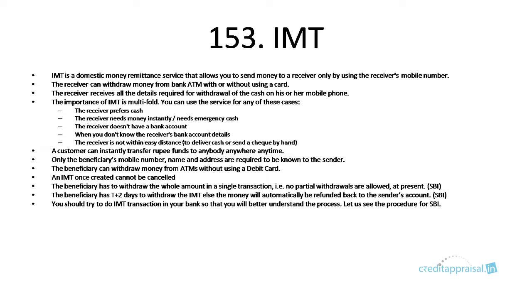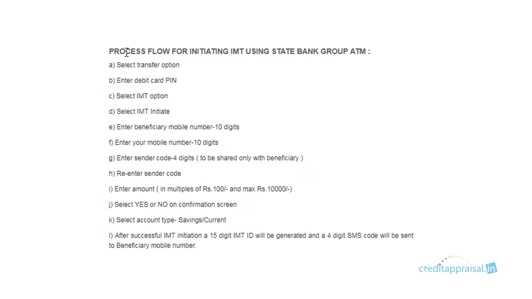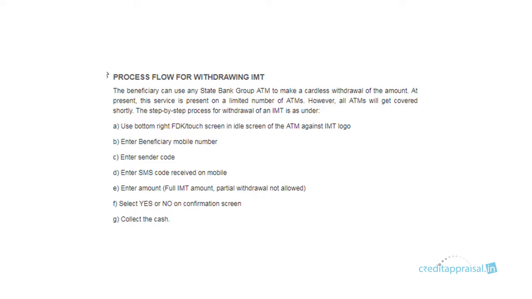So basically, you should try to do an IMT transaction yourself, so that you'll have a better understanding. Just get the mobile number of a family member, your parents or your siblings, and do an IMT transaction on your own. That will give a better idea. Here we are furnishing the process flow for initiating an IMT transaction using an SBI ATM. You can go through this, and then there's a process flow for withdrawing funds from the ATM at the other side.